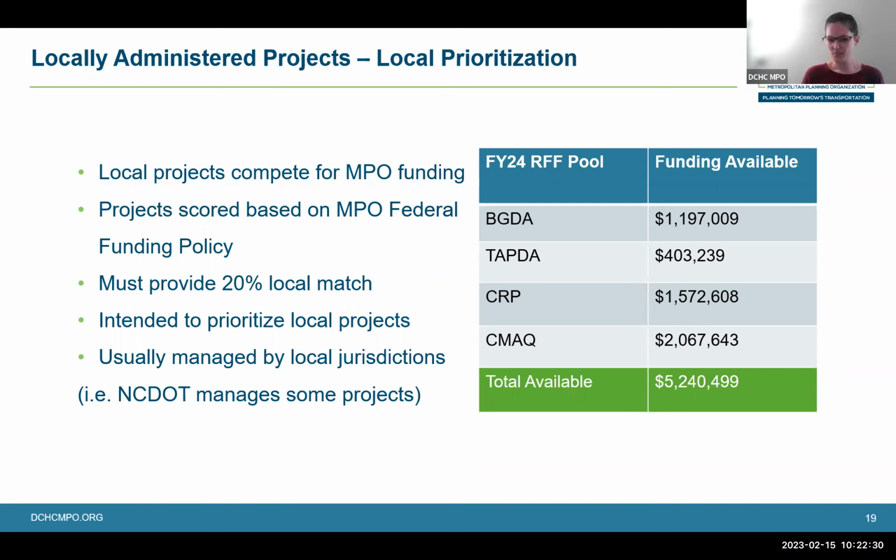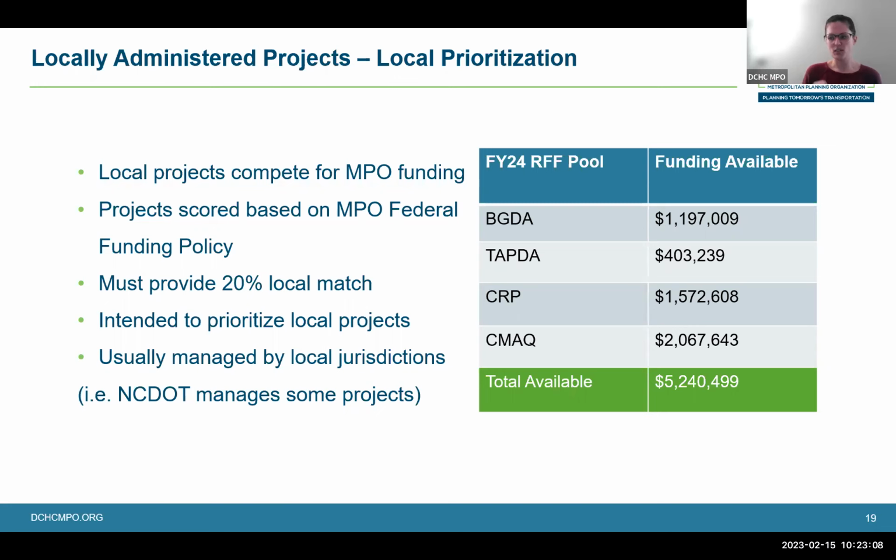But all those projects must have a 20% local match. This is intended to prioritize local projects, whereas on the last slide, sometimes the projects that end up getting funded could be more state or regional funding because they might score better in the prioritization process or things along those lines. And there are so many people competing. So this is intended to be specifically for the MPO, the DCHC MPO, to have projects receive funding if they didn't in that process before.